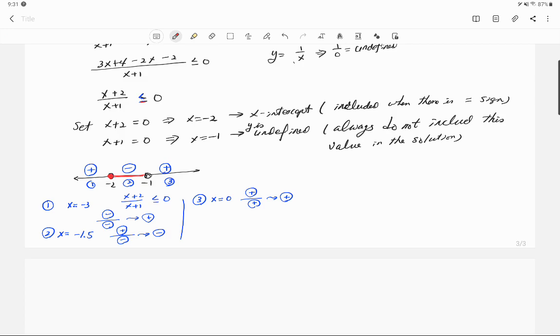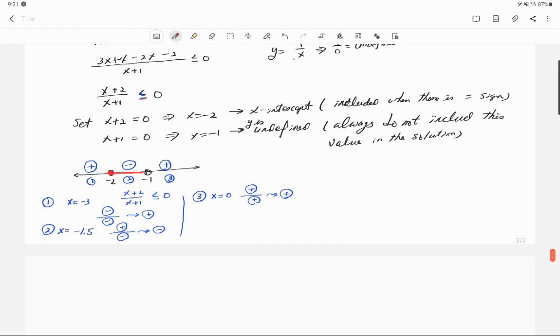And then how about negative 1? Negative 1 comes from the denominator. If the denominator is 0, then there's no y value. No y value, so negative 1 is not included. So therefore, what's the solution?